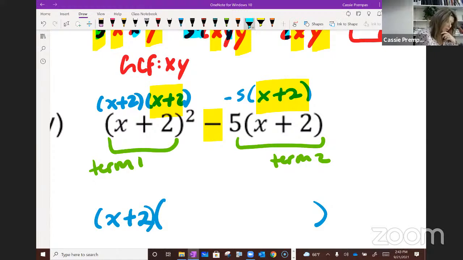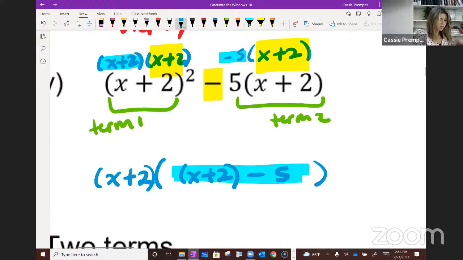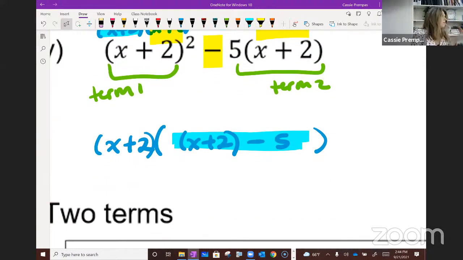And then I want to group what remains. So I have the x plus 2 and then the minus 5. So I'm going to go ahead and write those pieces here. So I have x plus 2 minus 5. Now that's good. That's factored. It's not simplified. So if I said factor and simplify, do you guys see what this could simplify to?